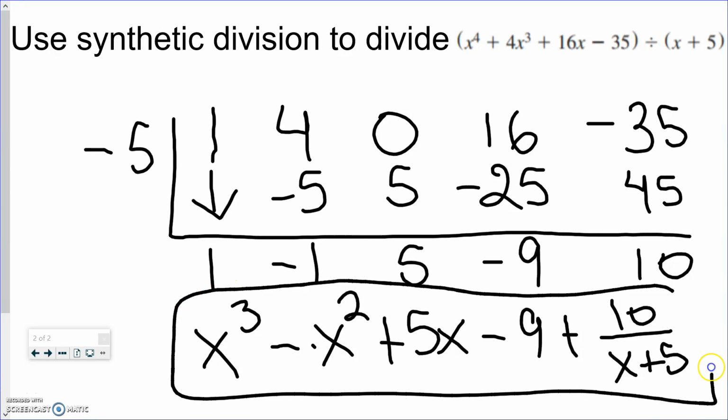One thing I haven't pointed out yet, notice how our answer is 1 degree lower than our longer polynomial. See how my polynomial here was x to the 4th, a 4th degree polynomial, and then our answer is a 3rd degree polynomial. That pattern holds true.